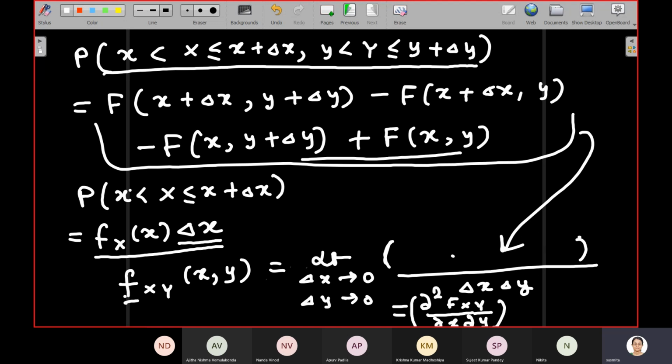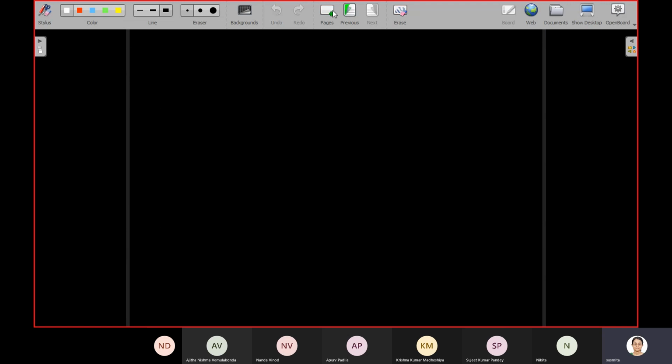So this shows that the joint PDF is the second order derivative of the joint CDF. In case of a single random variable, we found that it is the first order derivative of the CDF. In case of the joint PDF, we have the second order derivative of the CDF.